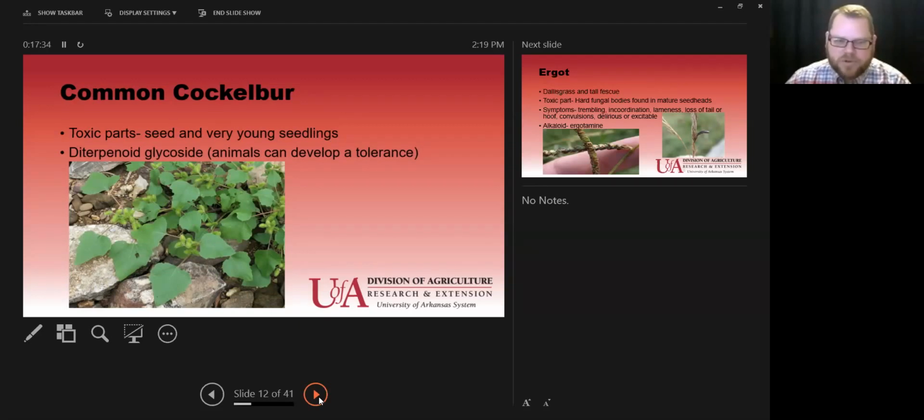Typically, that's just going to be an upset stomach type of thing, which can lead to weight loss, but not a huge problem. These animals can also develop a tolerance to cockleburs, so that's a good thing. But again, if you introduce new animals, they may not have that tolerance established.